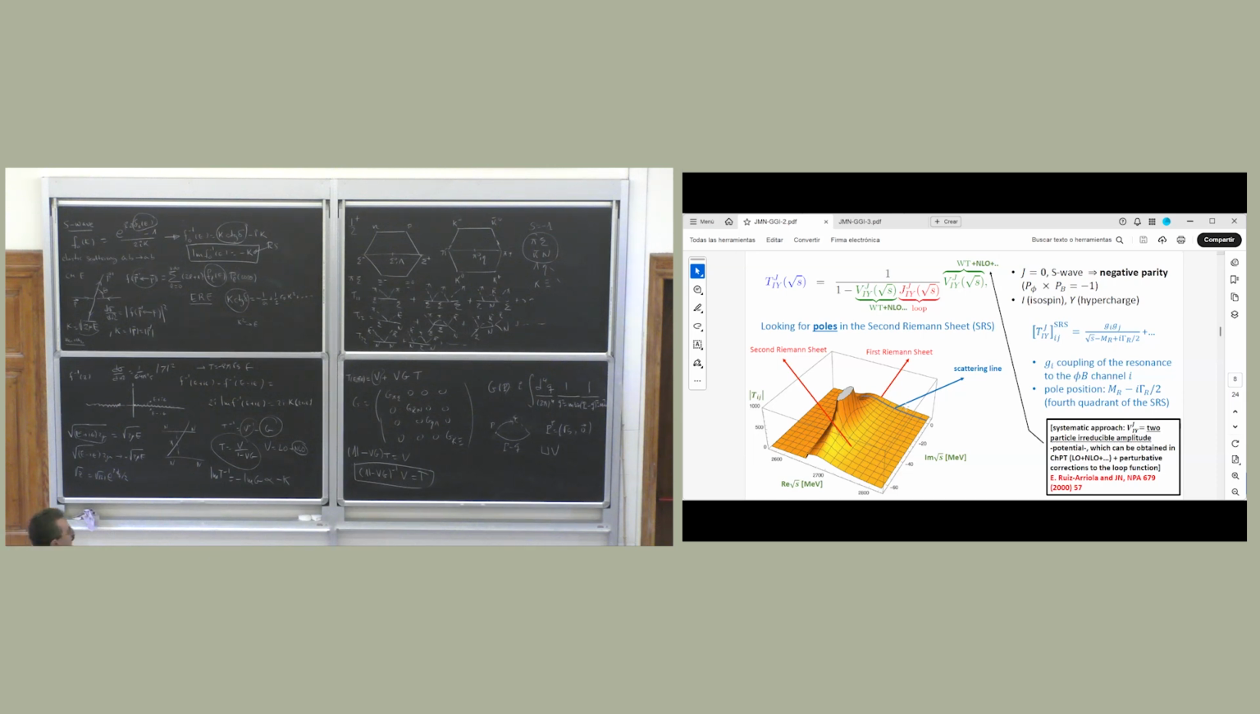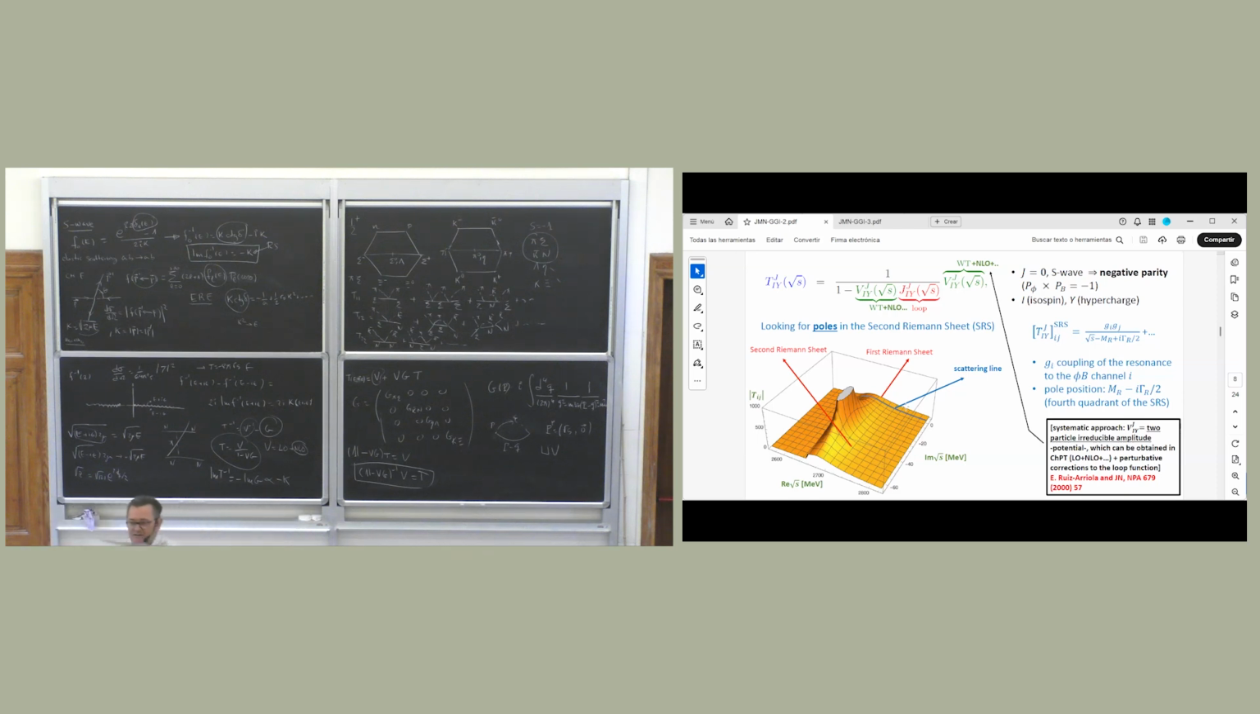And then, I think this is very intuitive. Why does a pole in the second Riemann sheet, in the fourth quadrant of the second Riemann sheet, have any importance? Why is this important? You will see in the plots.